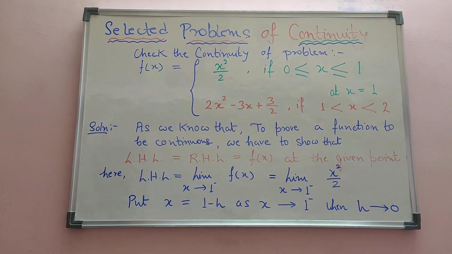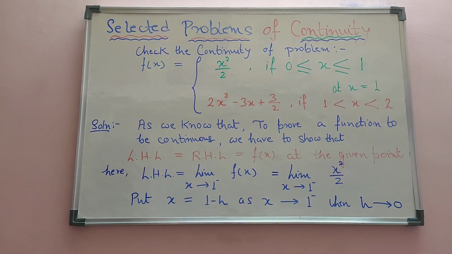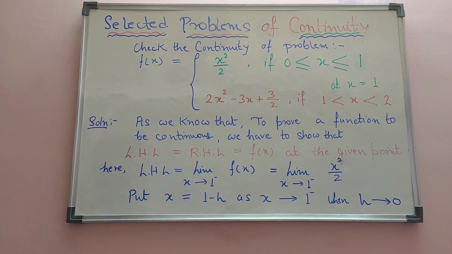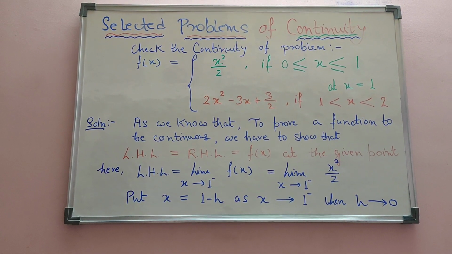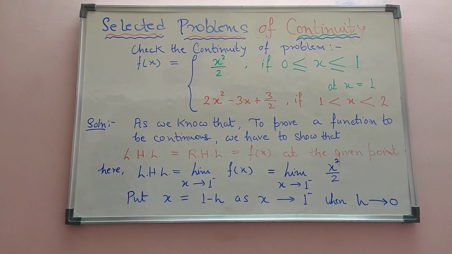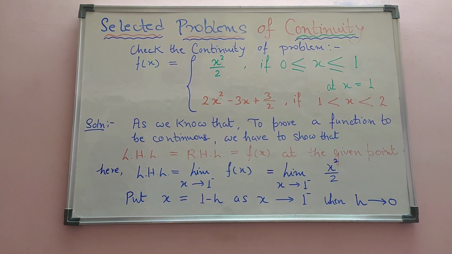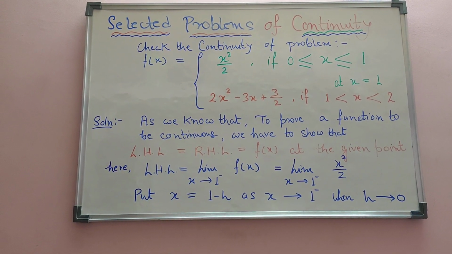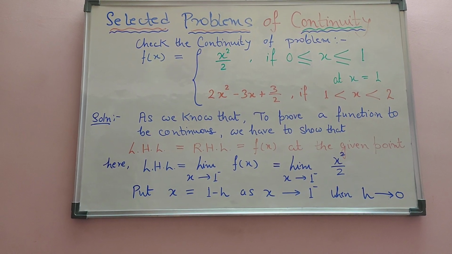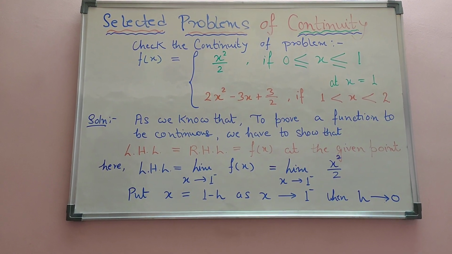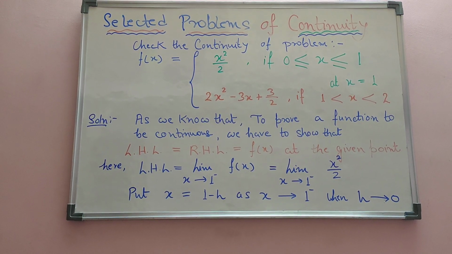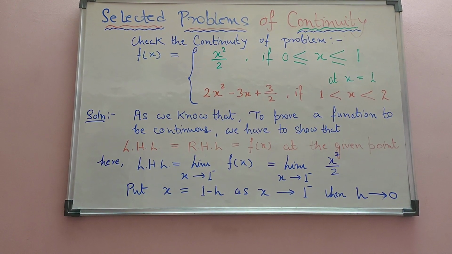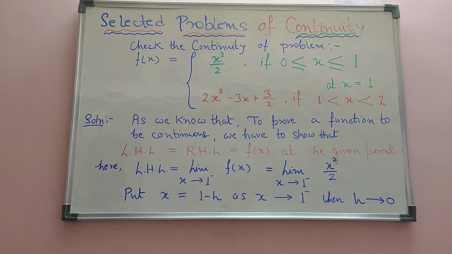As we know, whenever we have to do a problem of continuity, first of all, we have to prove that left hand limit equal to right hand limit equal to f of x at the given point. To prove a function to be continuous, we have to show that left hand limit equal to right hand limit equal to f of x at the given point. So here the point is given in the problem, at x equal to 1. It means we have to find the value of f of x at x equal to 1.